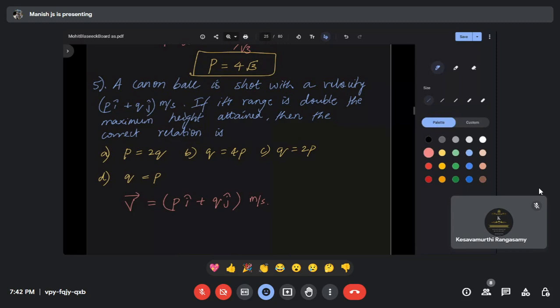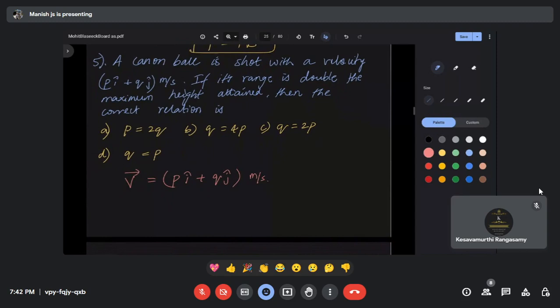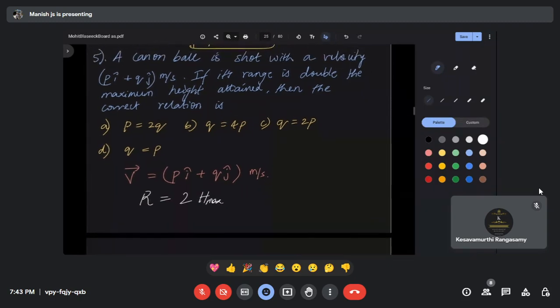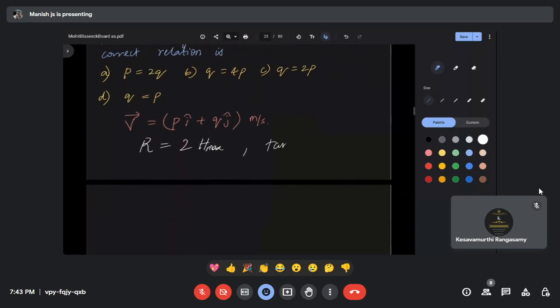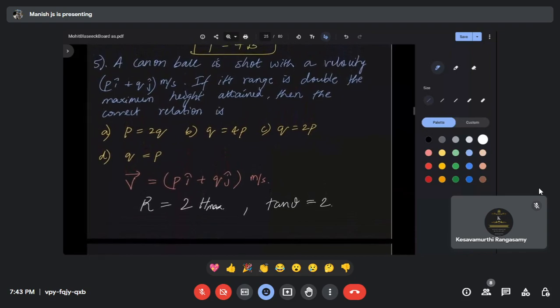Anybody got the relation? Or at least you can give me the starting point. Let's see how you're thinking. R equal to 2 H max, sir. R is equal to 2 H max, that's correct. After that? Sir, after substituting the formula, tan theta equal to 2. Okay, you're getting tan theta is 2, correct. That's also right. After that, how would you get the relation with q and p? Till here it's correct. How would you relate q and p?